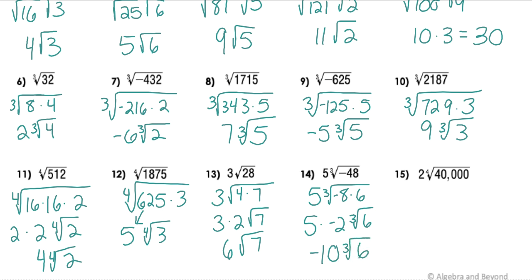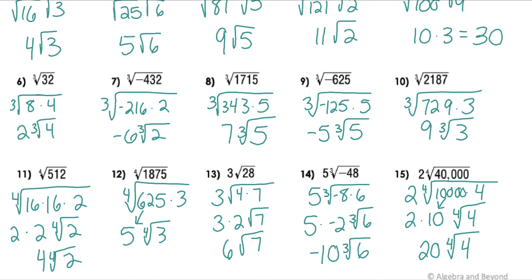And then lastly for this one, breaking down the fourth root of 40,000. It's a big one. I've got the 2 out in front. And then I can break 40,000 into 10,000 times 4. So that would be 2 times 10, because the fourth root of 10,000 is 10, and then leave the fourth root of 4 there. So that would be 20 fourth roots of 4. All right, so that is simplifying.